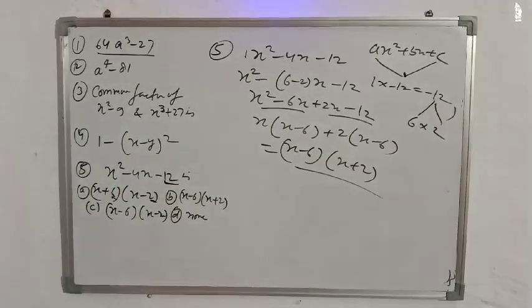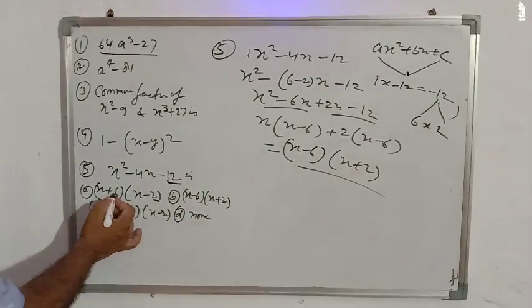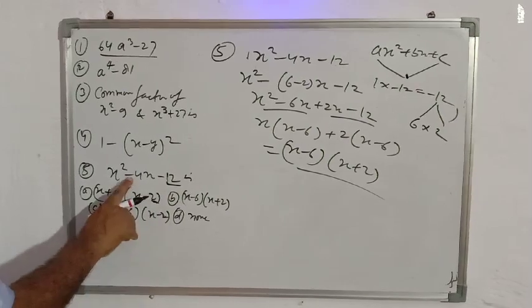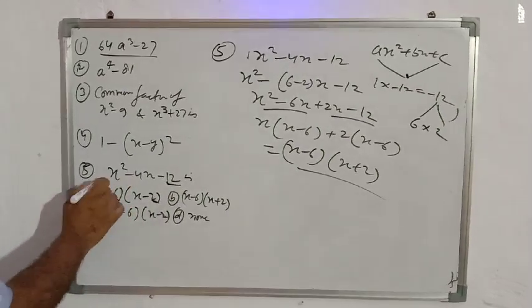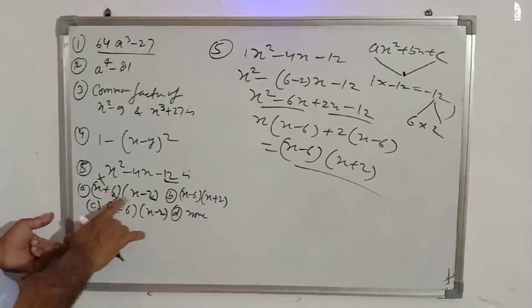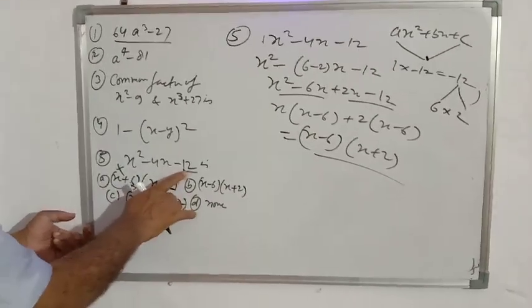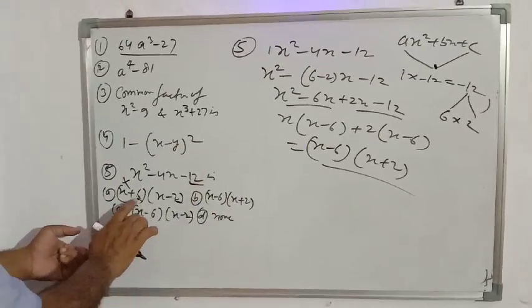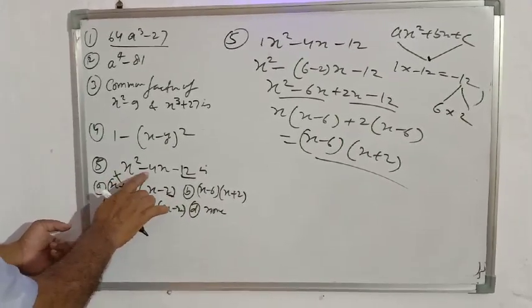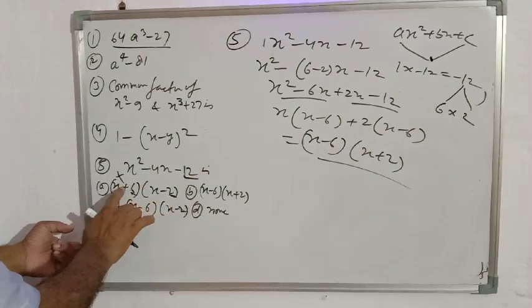It may be correct. Then add both: plus 6 minus 2, what will come? Plus 4. But here minus 4 is given. It means this answer is not correct. Firstly, multiply the constants, 6 into minus 2, minus 12. So the constant term is correct, minus 12. Add both, plus 6 minus 2, it will come plus 4. But here minus 4 is given, so it is not correct.